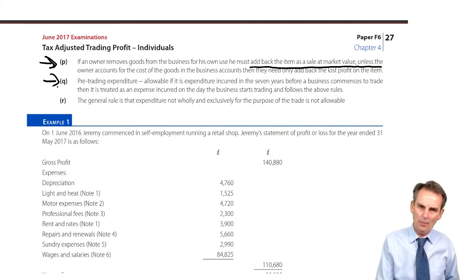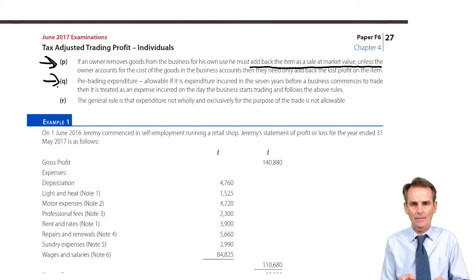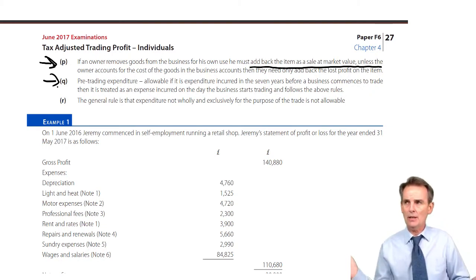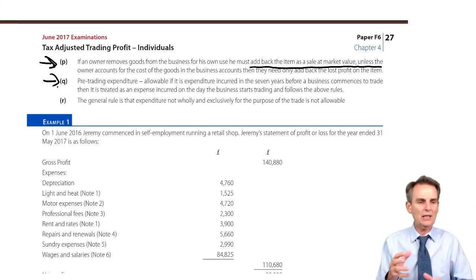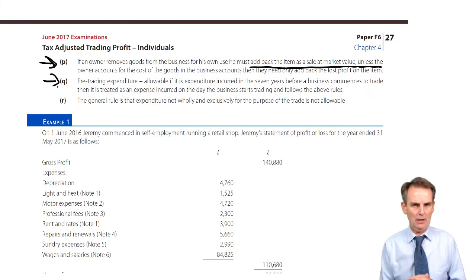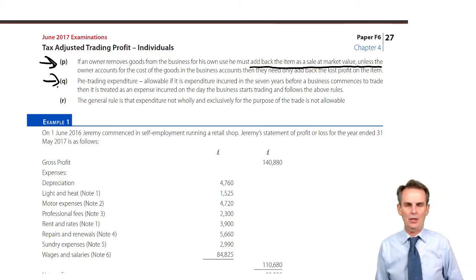Well, the expenses to do with the property there. If you were renting the property out, so maybe you entered into a rental agreement at the beginning of November of 2016, and you went in, you redecorated, you put in all the various shelves and display units, then all of that expenditure of a revenue nature that you incurred would be pre-trading expenditure and would be allowable. The fact that it was incurred prior to the start of the trade is not a problem. Again, up to 7 years, in fact, you can go back. It's never going to be that far in terms of an exam question. It's usually just in the weeks, maybe months running up to the start of trading.